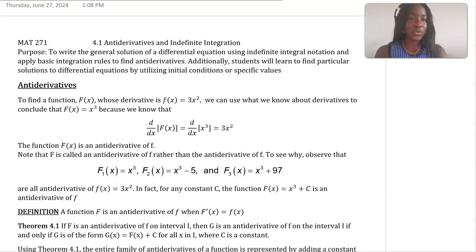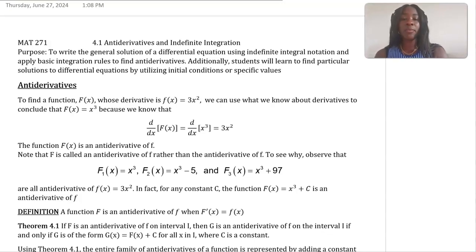Everyone, in this lecture, we will be covering antiderivatives and indefinite integration, and we will see just how those two things are related and kind of the exact same thing. So our goals in this lecture are for us to be able to find general solutions of differential equations, which is a term that we will define in this lesson.